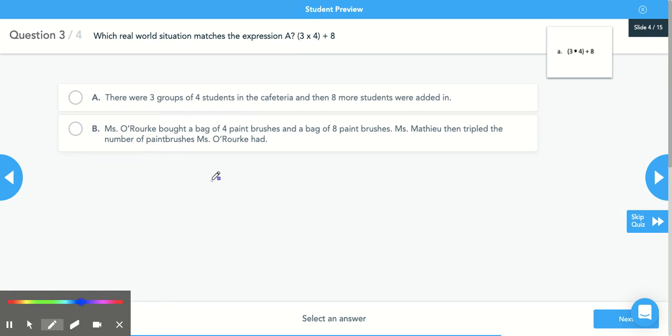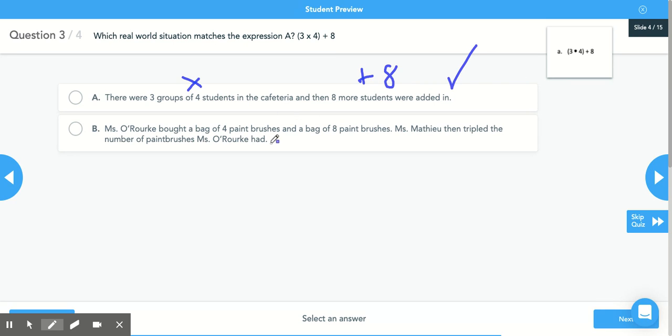Lastly, we're going to apply this to real life situations. Again, I'm trying to find 3 groupings of 4 or 4 groupings of 3. We're doing something with multiplication first. So in the first scenario, there are 3 groups of 4 students. That sounds like multiplication here. And then 8 more students are added in. That scenario really seems to match my expression.